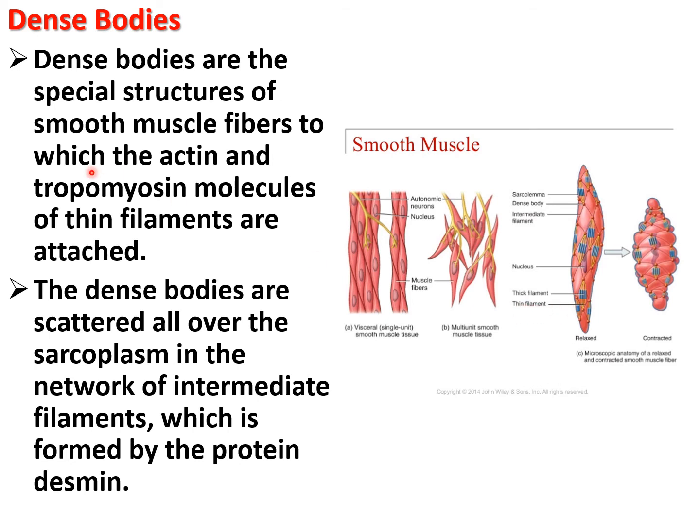So the dense bodies are scattered all over the sarcoplasm in the network of the intermediate filament, which is formed by the protein desmin, and the dense body is analogous to the Z disc. In skeletal muscle the Z disc is present, and the portion between two Z discs is known as the sarcomere. But in smooth muscle, the dense body is analogous to the Z disc.